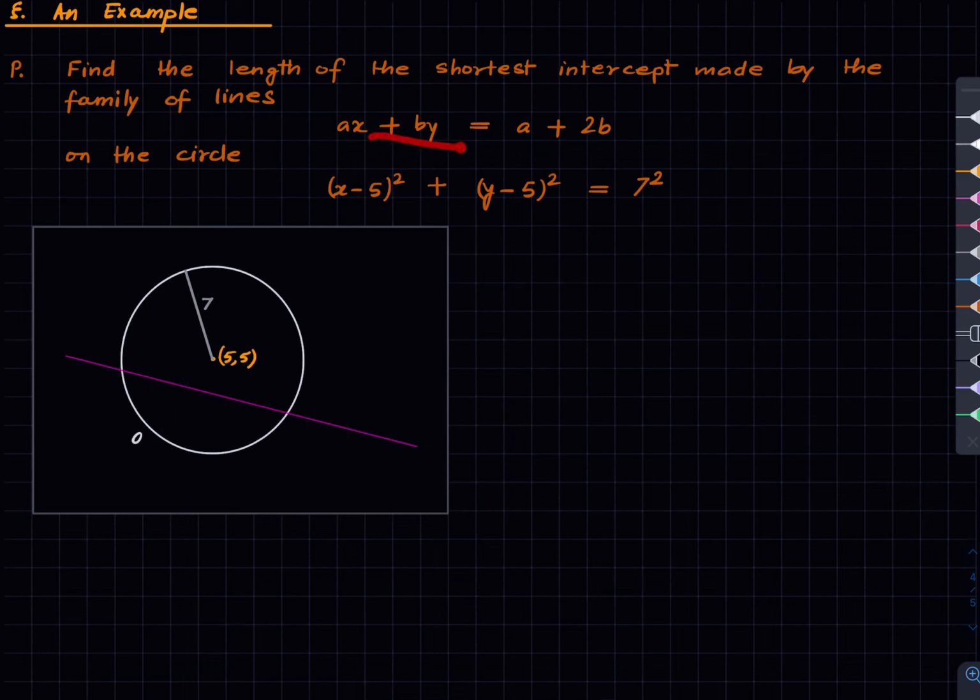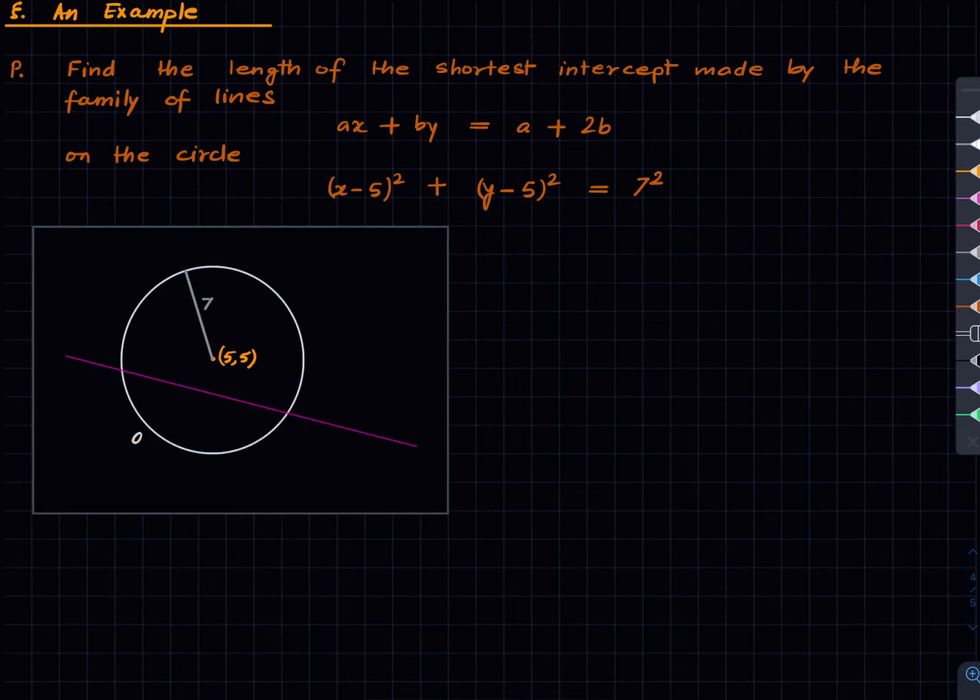If there is a line in this family which does not cut the circle at all, then our answer would be 0. The shortest intercept would then be 0. But if all lines happen to cut the circle, then it is more interesting. Then we need to work a little bit to find the shortest intercept. And the approach is to find the length of the largest perpendicular amongst all the lines that you can find in this family. Which one has greatest distance from the center?